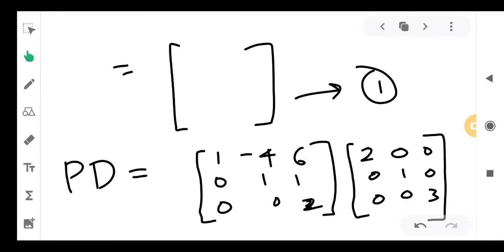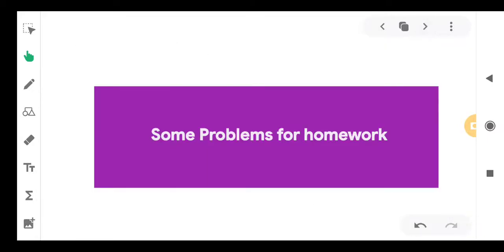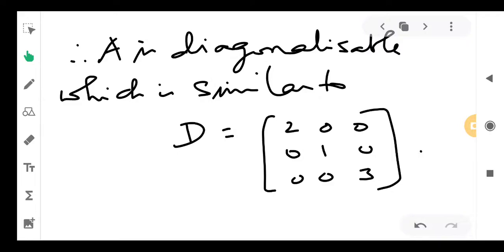This is the second equation. You have to see whether that is equal, that is, whether AP is equal to PD. Therefore, from 1 and 2, you will finally see that they are the same. So A is diagonalizable, which is similar to this diagonal matrix. Okay, that's how diagonalization problems are done.